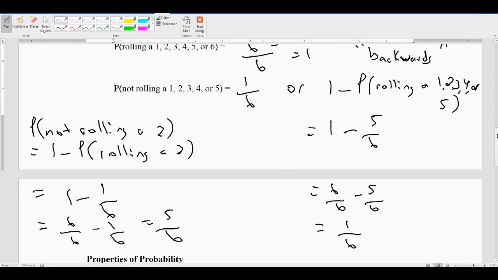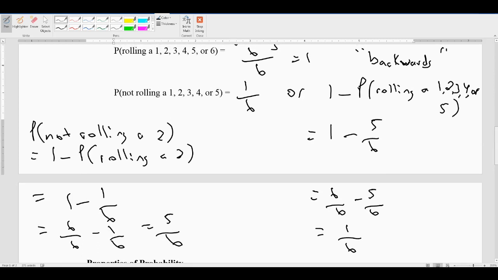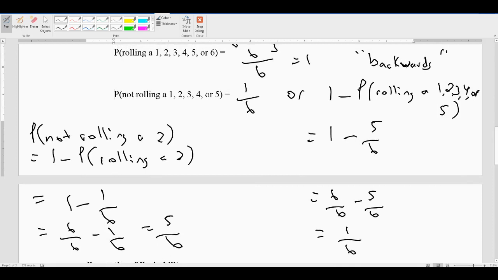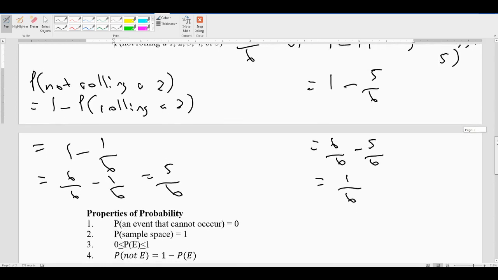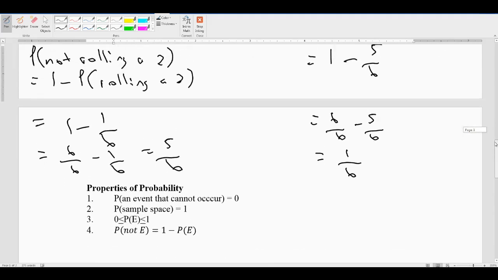But I'll give you two different examples. Doesn't matter which way you approach it. You'll get the same answer either way. You could easily have done not rolling a 2, which means you roll 1, 3, 4, 5, or 6. There's 5 ways to do that. The reason why I did that example is to show you some of the properties of probability.